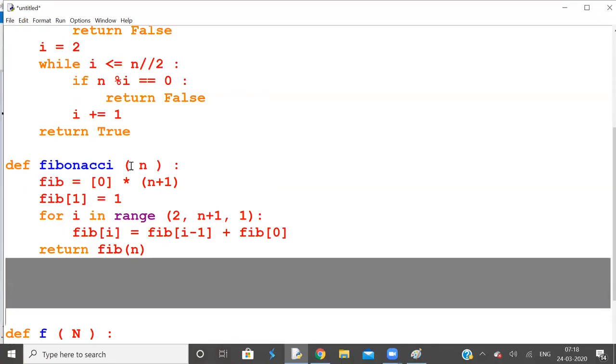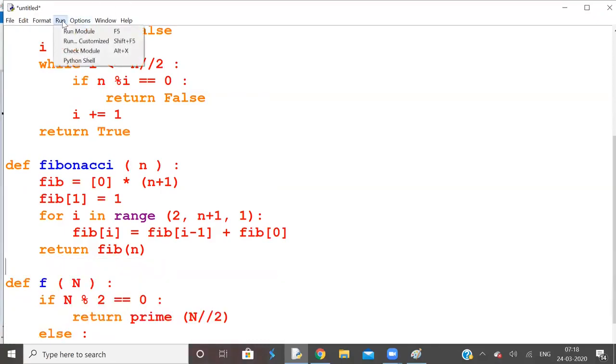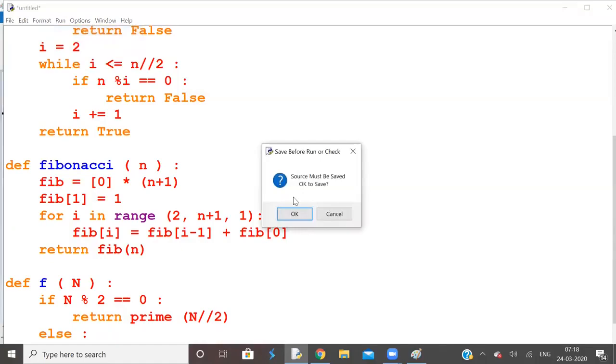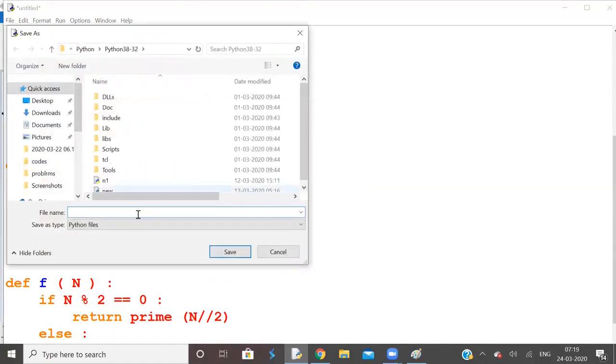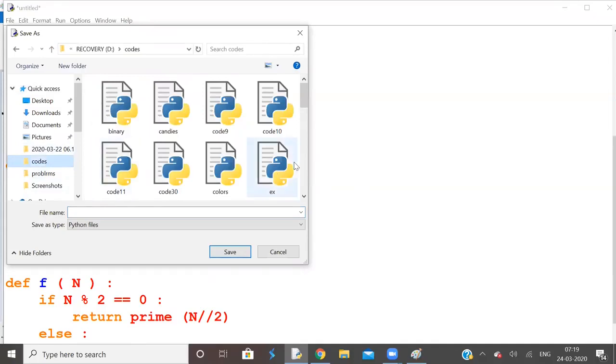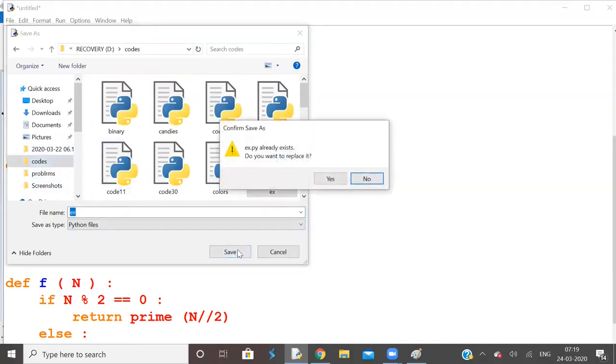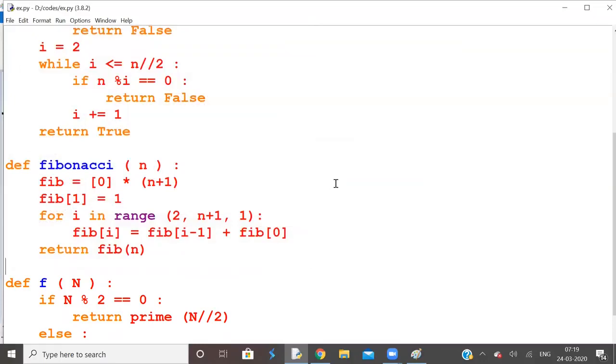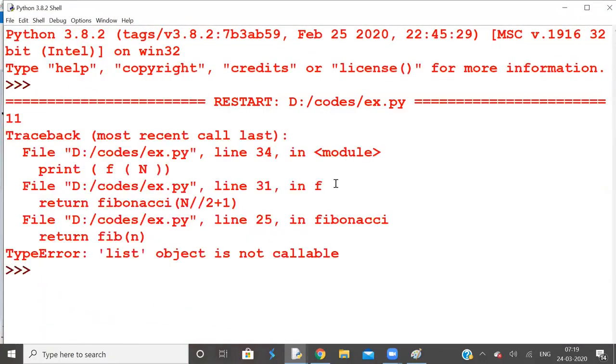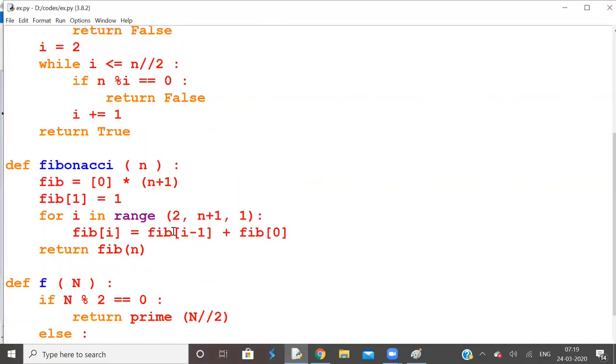I'm sure there may be some mistakes. So the number of terms I want, save it here. Say number of terms, I want the 11th term. So what happened? Fib is an array and n must be an index. So this is fib i minus 1 plus fib i minus 2.